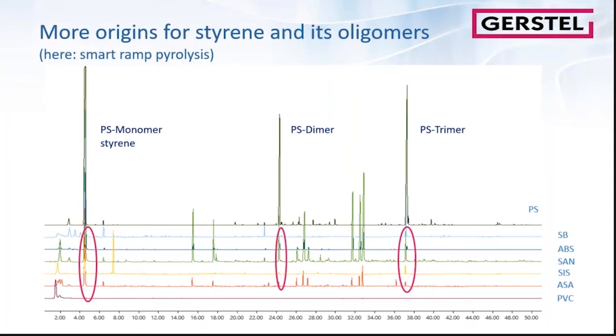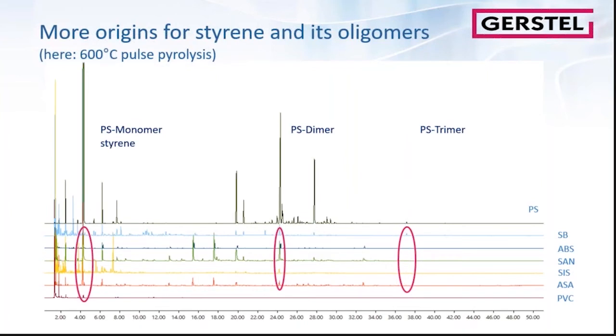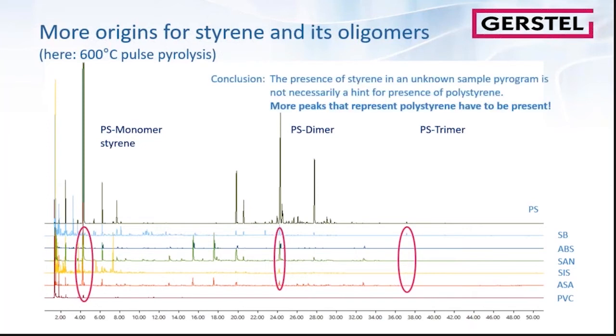This is here a comparison of the smart ramp pyrolysis chromatograms, but you see the same picture also for the 600 degrees Celsius pulse pyrolysis chromatograms. There, the trimer is heated away, to be honest, but the monomer styrene is present in all chromatograms. So the conclusion is, especially for styrene, the presence of styrene is not a good hint that it was really polystyrene in the sample. We do need to consider all other peaks from polystyrene to be sure about the identification.